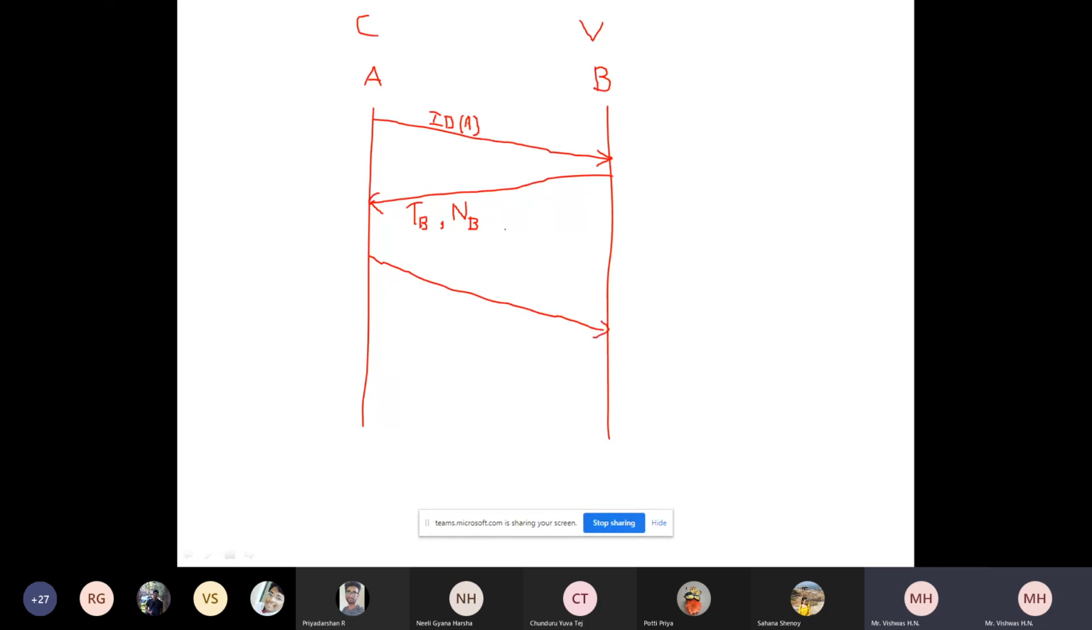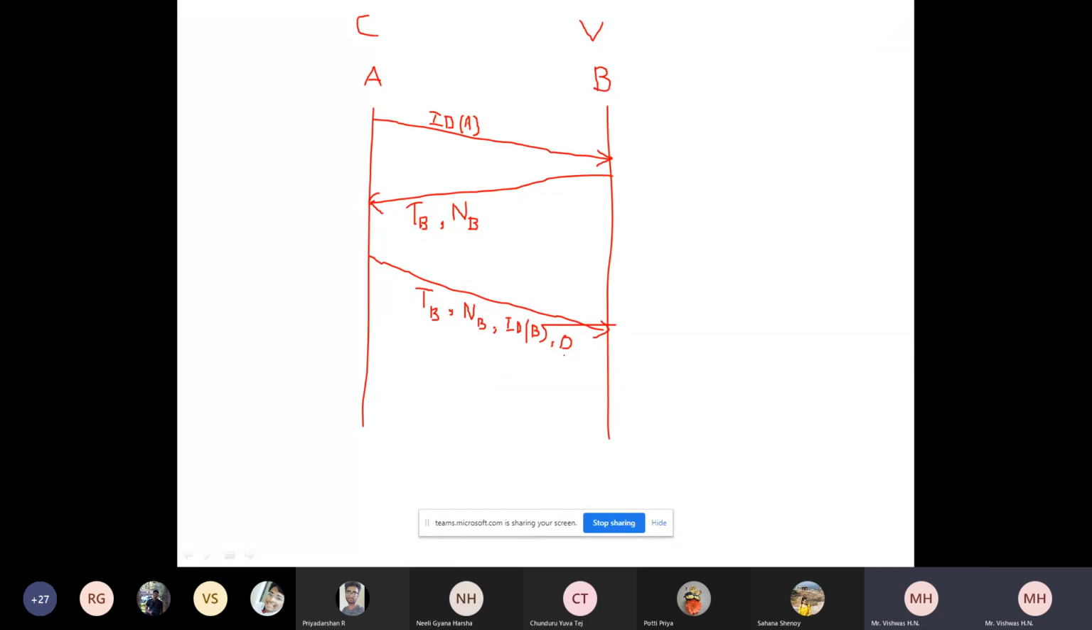A is a claimant which is proving its identity to B, which is a verifier. So A then sends to B timestamp of B, comma, nonce of B, then again ID of B. Just neglect this line. And information to B, that means the data. Let me write it as D. Please keep this in mind, students. T is timestamp, N is nonce, D is data which it has to send, or information.